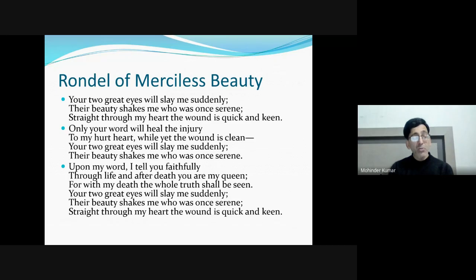So that is called rondel, a type of stanzic form which contains 10 to 13 lines. So if you concentrate on this poem, there are 13 lines in this poem, so that is called rondel. You must remember a poem of 10 to 13 lines which is arranged in three stanzas, and the opening lines of the first stanza they are repeated at the end of the second and third stanza. I think you will be able to understand.